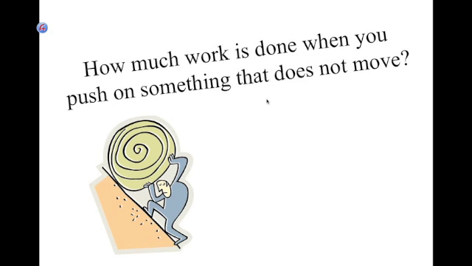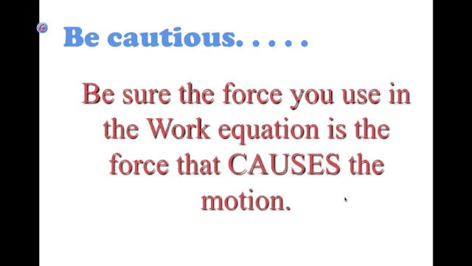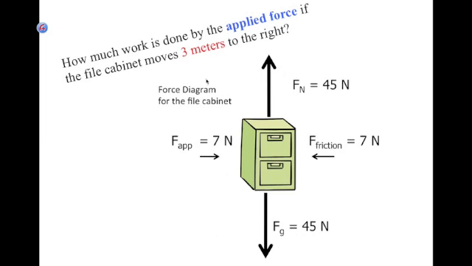Okay, so how much work is done on something when you push on it and it doesn't move? No work. No work is done, so work is equal to 0 joules when no motion results from the force applied. Okay, now, one of the things you have to be careful about whenever you're doing work equations is to make sure that the force that you use in the calculation is the force that causes the motion you see, because objects can have lots of forces acting on them.